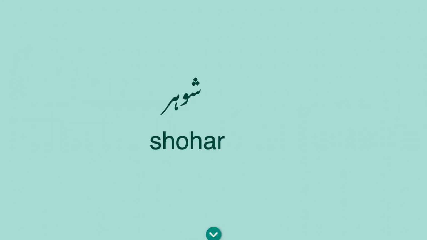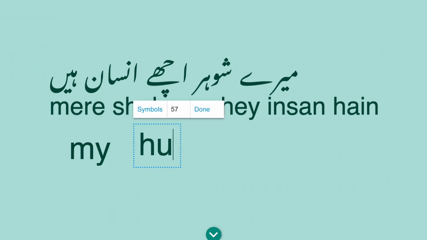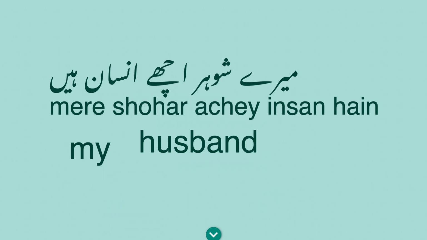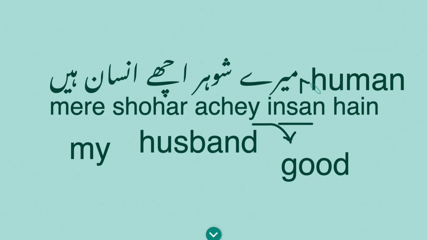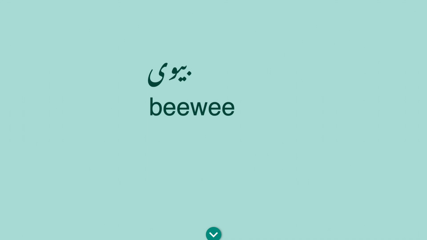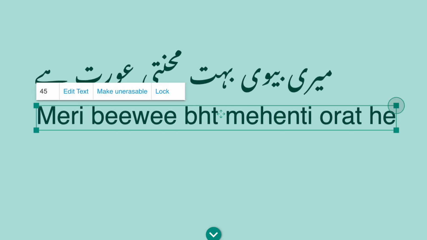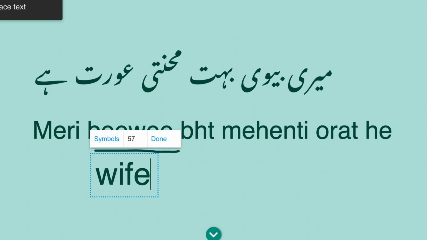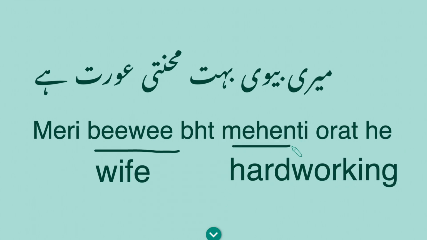Next one is शौहर, which is husband. मेरे शौहर अच्छे इंसान हैं. बीवी is wife, and it's a feminine noun. मेरी बीवी बहुत मेहनती औरत है. मेरी is my, बीवी is wife, बहुत मेहनती, मेहनती is hard working, औरत is a woman.